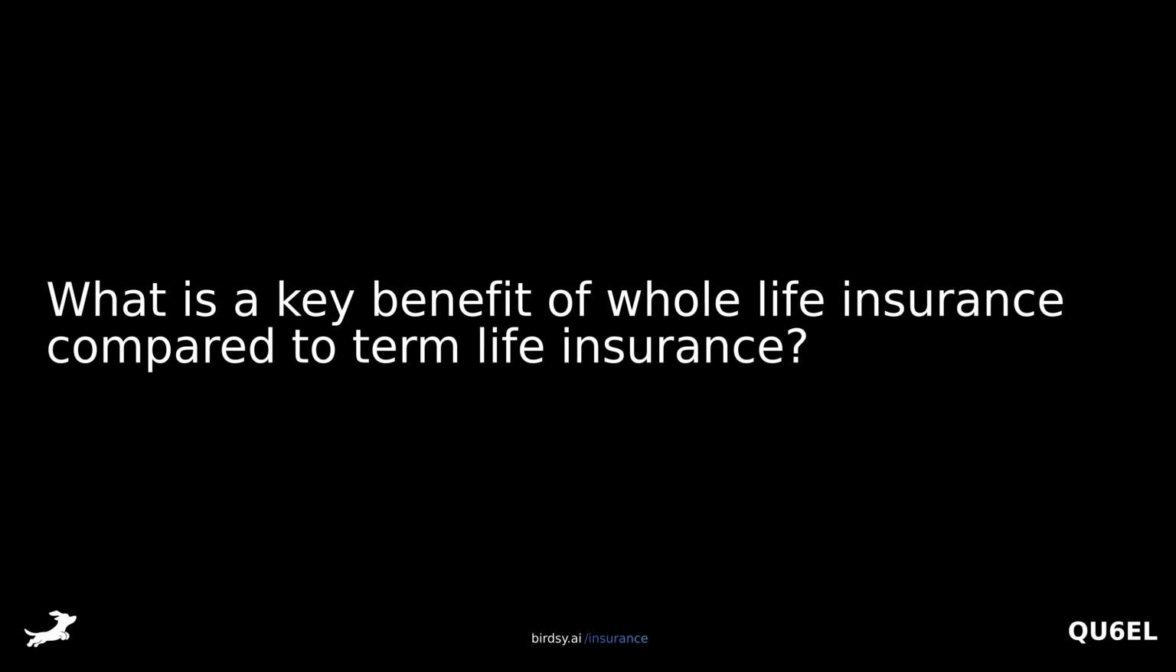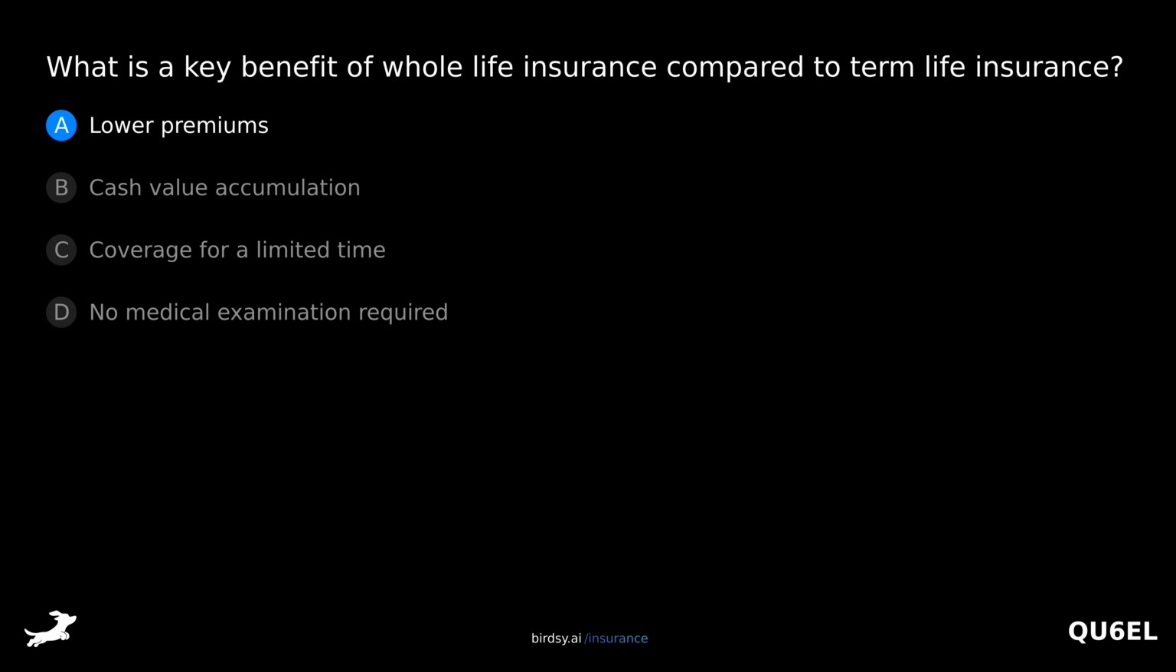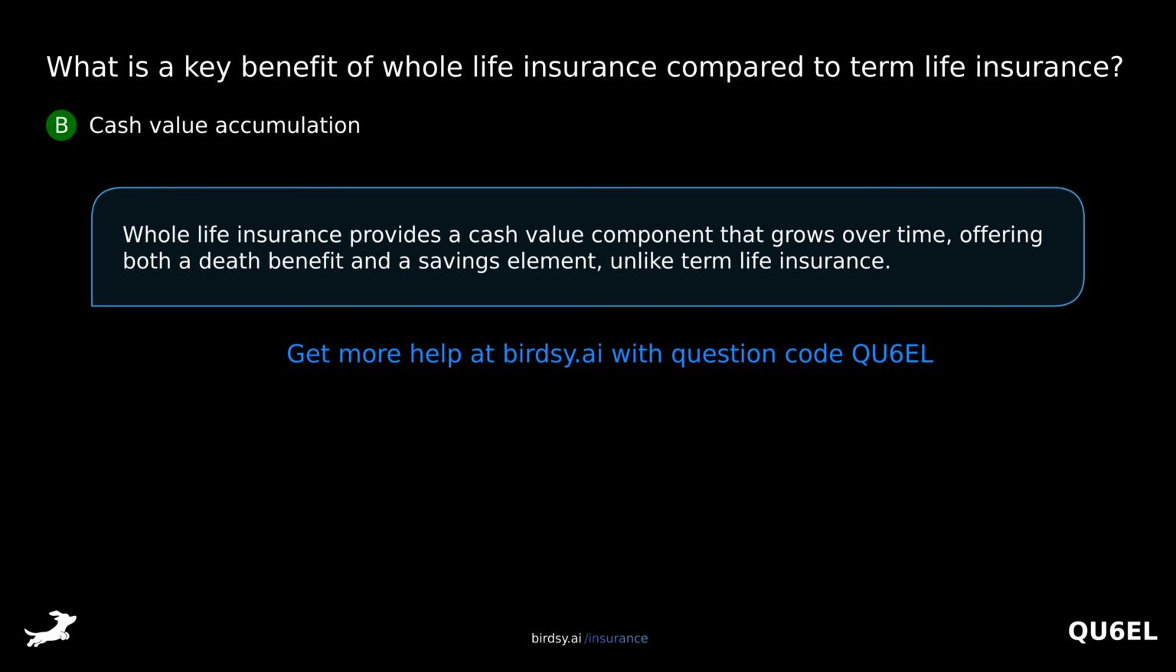What is a key benefit of whole life insurance compared to term life insurance? Is it A. Lower premiums, B. Cash value accumulation, C. Coverage for a limited time, or D. No medical examination required? The answer is B. Cash value accumulation. Whole life insurance provides a cash value component that grows over time, offering both a death benefit and a savings element, unlike term life insurance.